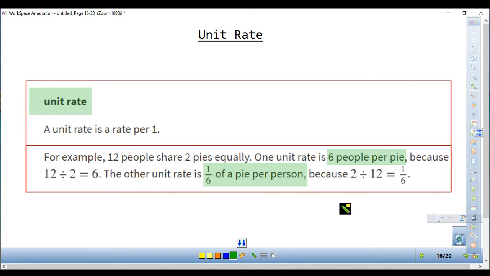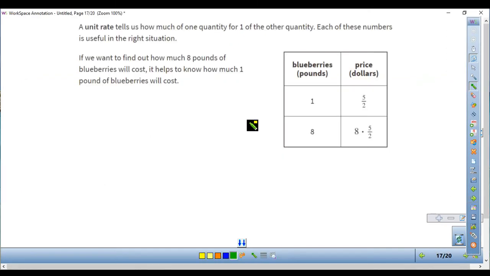They're both unit rates. Now, you'd use these for completely different purposes, depending on what it was you're trying to work out from the problem. So every piece of information to do with unit rates actually has 2 unit rates, depending on which way around you divide. So 6 people per pie, that could be important information. Or if we want to know how much pie each person has, we would get 1/6 of a pie per person. Both of these are unit rates from the same piece of information. So a unit rate tells us how much of one quantity for one of the other quantity. And each of these is useful depending on which information.